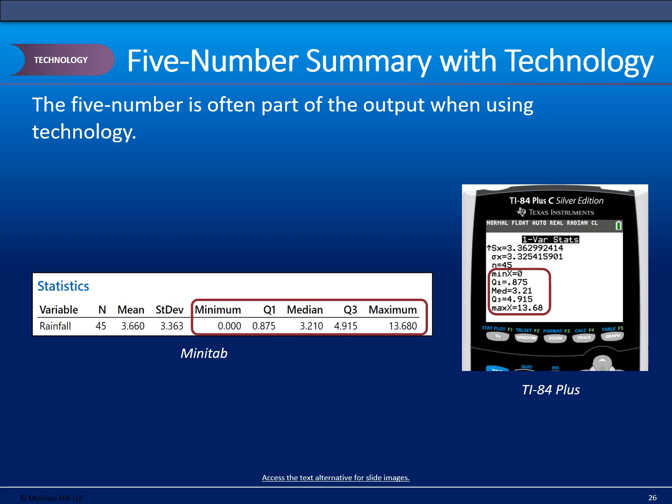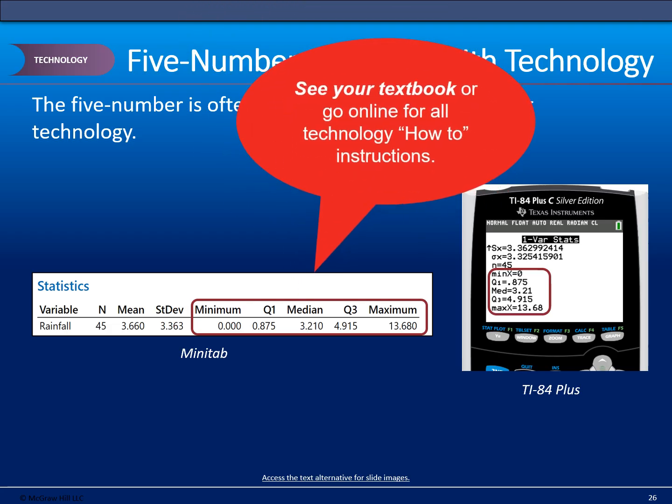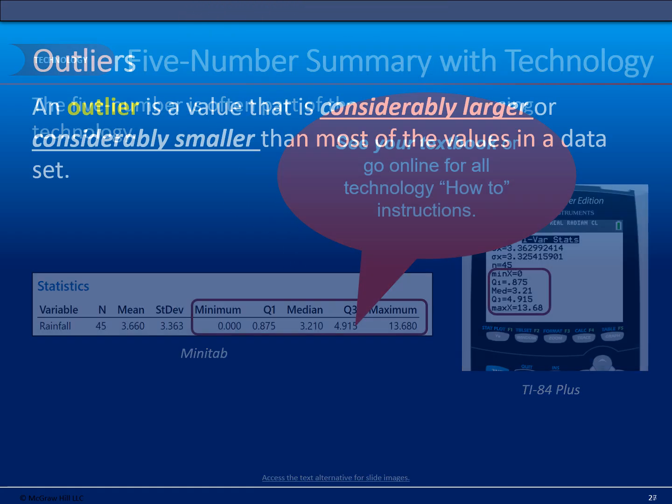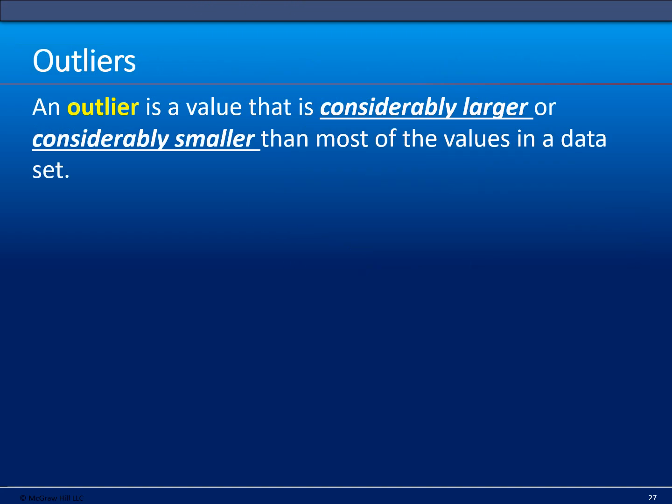Again, all the technologies do this. You can see it with Minitab, where you see the five values circled. You see it with your TI-84, etc.